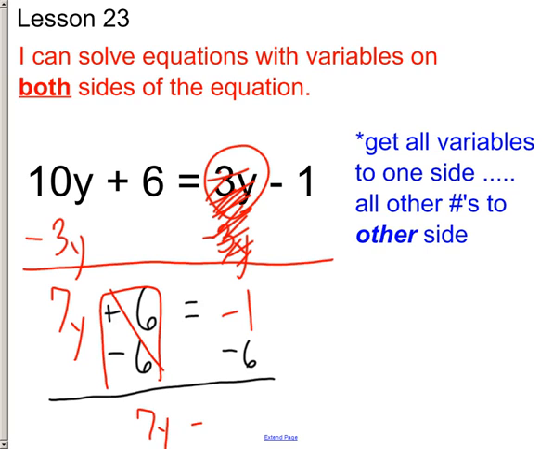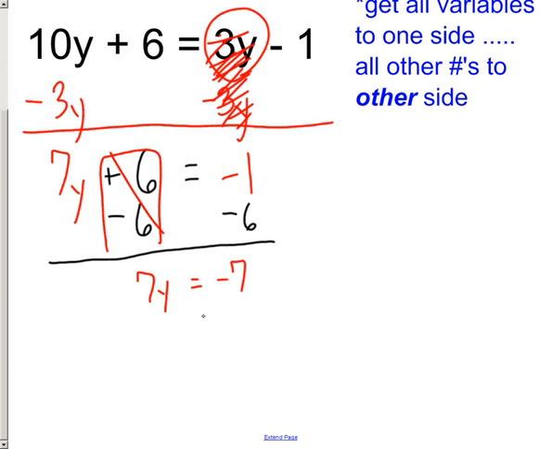So the 7y falls down. Careful with this one. It's not negative 5. It's actually negative 7. And so y would equal negative 1.